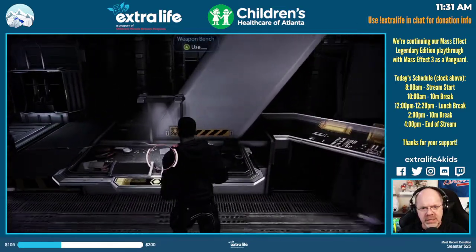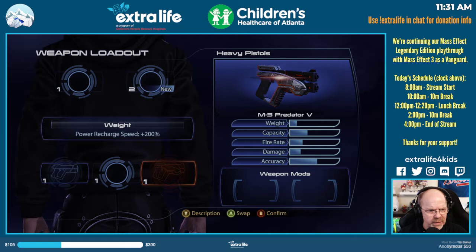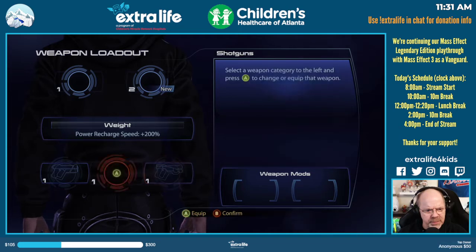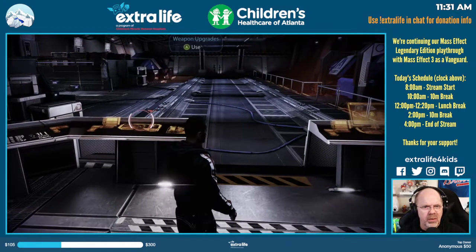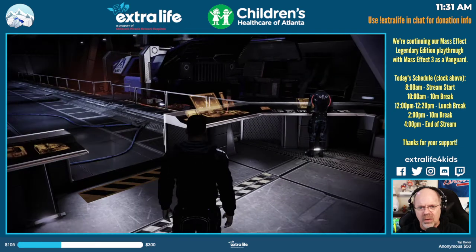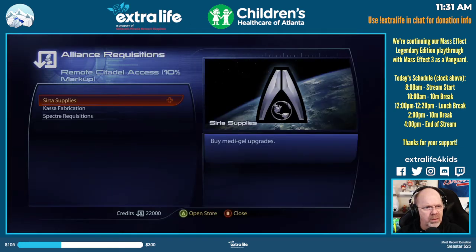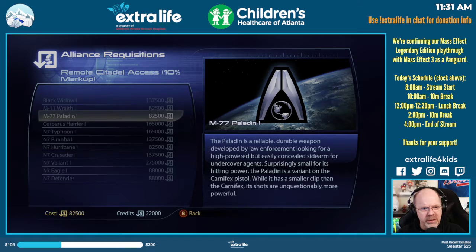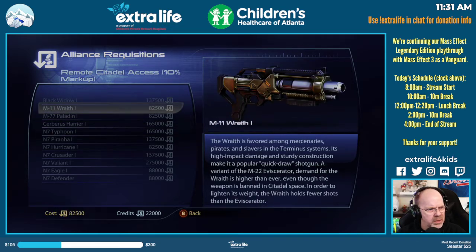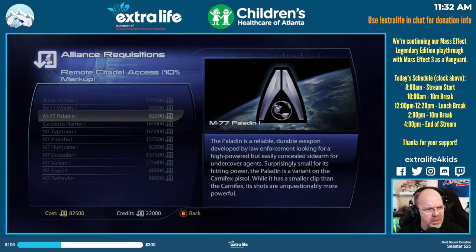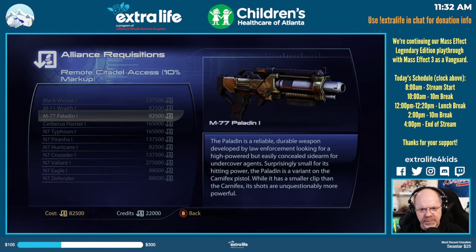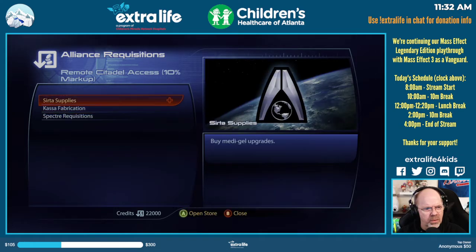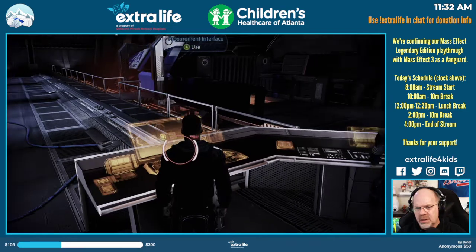Okay, let's see. I don't know that we have anything here. Yeah, no mods for the pistol yet. We got the scope for the sub, and I don't like the scope on the sub. Spectre requisitions, yeah. Rana, Typhoon.